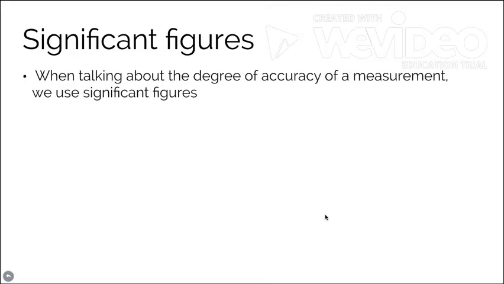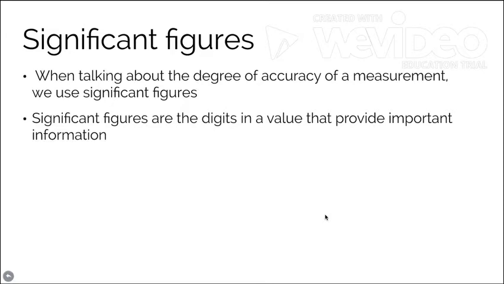Now, when we talk about the degree of accuracy of a measurement, we are using the significant figures, and we actually count out how many significant figures we have in a value. The significant figures are the digits in a value or a measurement that give you all the important information. These are the numbers that you want to focus on for your measurements. And it really just comes down to comparing zero digits versus non-zero digits.